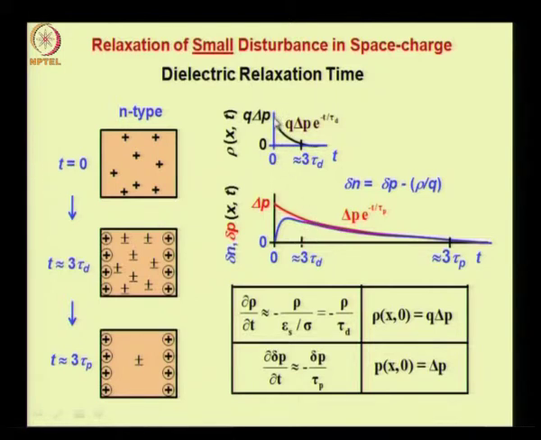The excess hole concentration decays exponentially over a time scale of 3 times tau p, whereas the space charge decays over a much shorter period, a time scale of 3 times tau d. This space charge decay happens because of drawing in of electrons from the surface into the volume. So the electron concentration rises rapidly, and then thereafter, once the space charge is neutralized, it falls slowly over a period of 3 times the minority carrier lifetime.